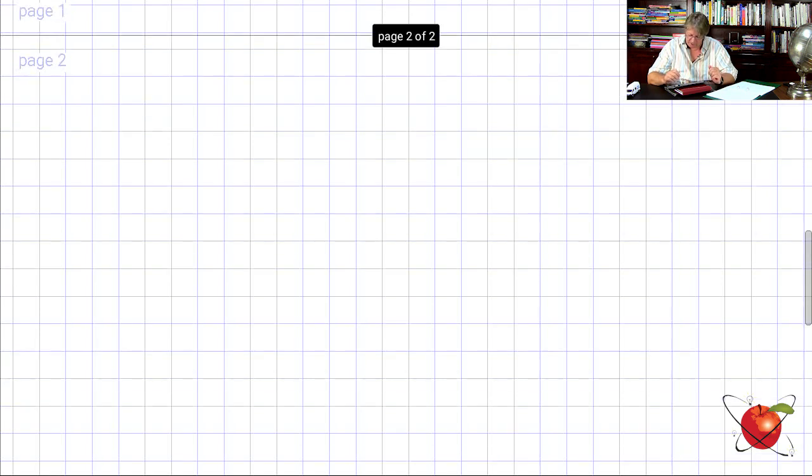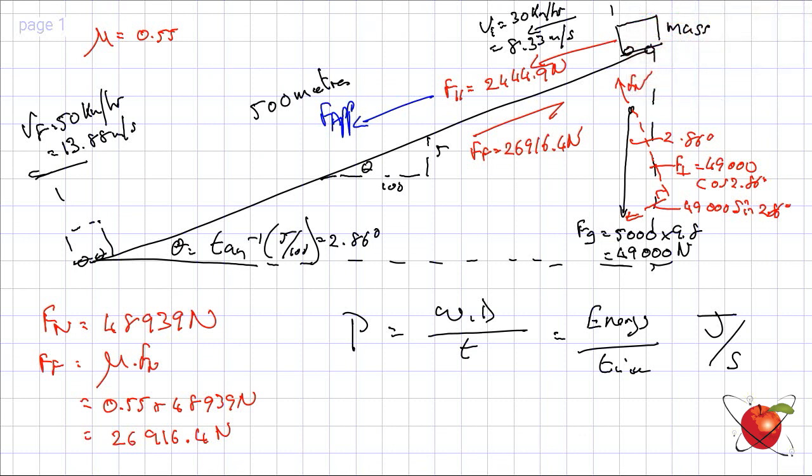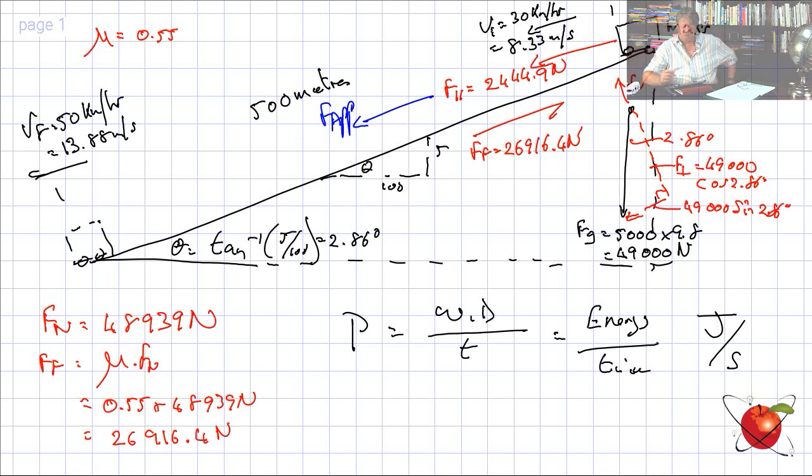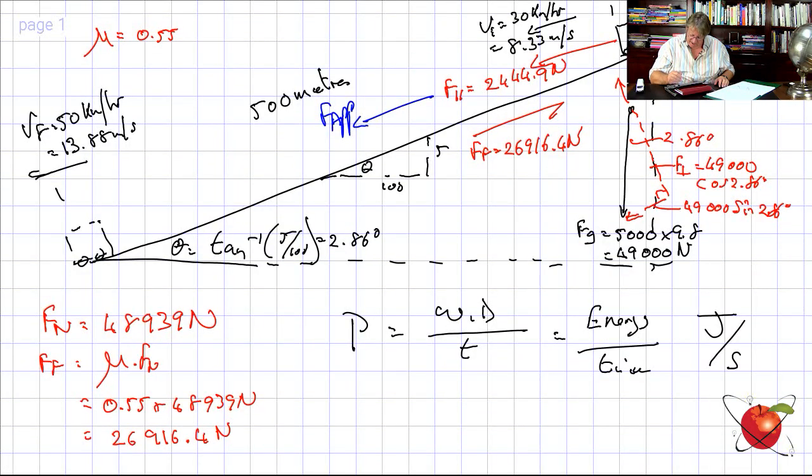That's correct. What I wanted to do is go back to the top there. Please look, the force down the slope of gravity is 2,444.9, so what's pulling me down the slope is 2,444.9. How much is friction? Friction is 26,916. Look, 26,916. And the force pulling me down is that.